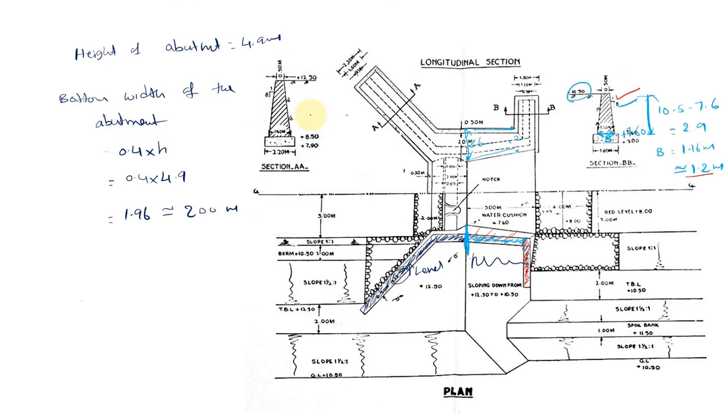Here the same thing is explained. Bottom width of the abutment: height of the abutment is 4.9, so the bottom width required is 2 meters. And the floor, the basement for it, has 0.3 meters on either side. And the minimum thickness of the floor is provided as 0.6 meters of concrete. So here the base width I have calculated for the return wall is 1.2 meters based on its elevations, 10.5 minus 7.6, that is the height you will get. So 0.5 times h will give the base width.